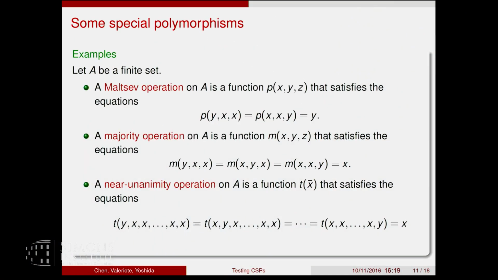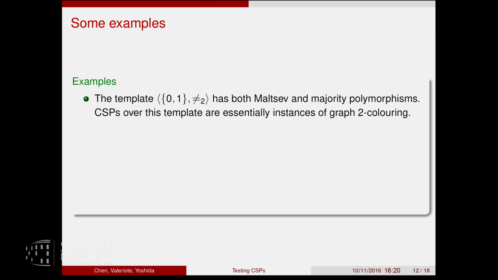These things sort of occur in nature, but they're maybe a little artificial. I mean, they do come up, and they're important to what I have to say. So we'll come back to these; we'll see these a little later on. For templates that have or don't have these sorts of things: the template for graph 2-coloring has both Maltsev and majority polymorphisms. In fact, any structure whose relations are graphs of bijections will have both of these. So they have a very rich set of symmetries.